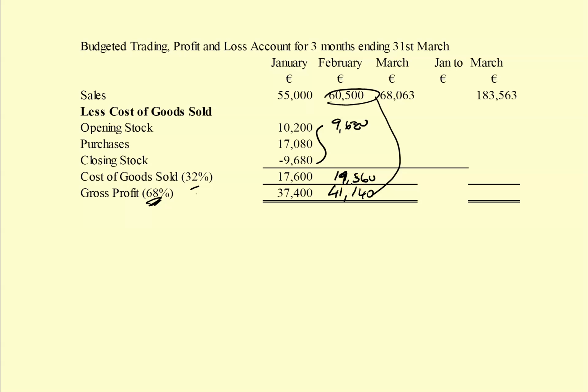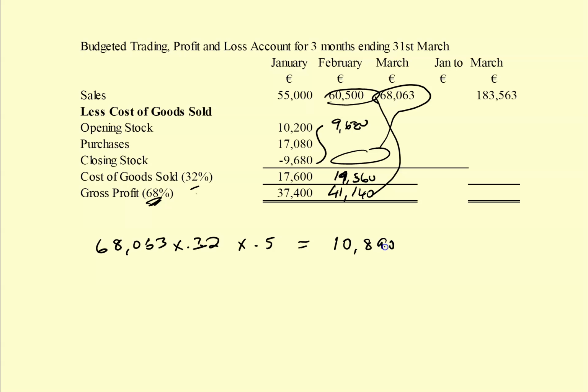Now, my closing stock, this figure here. If you remember the little formula we had earlier, it is going to be a function of March's sales. So March's sales, 68,063, multiplied by 0.32, or 32%. That gives the cost of the goods we need for March, but I only need half that amount, so I multiply by 0.5. Now that will give us 10,890. So that's the figure I'm going to pop in.